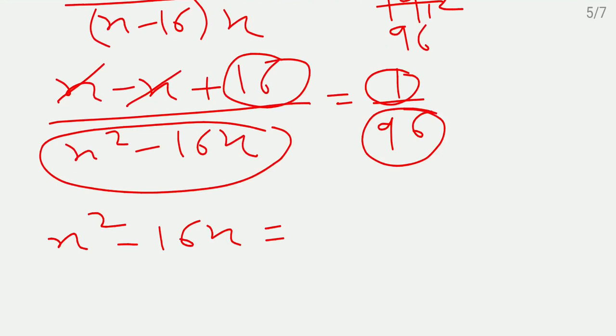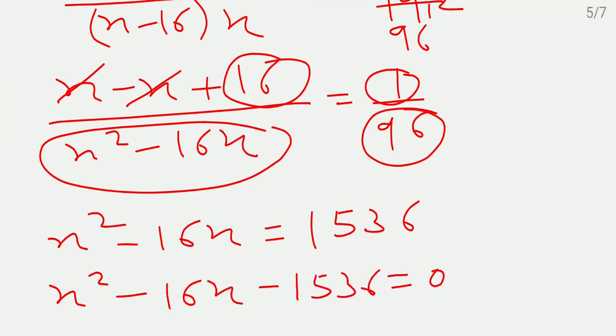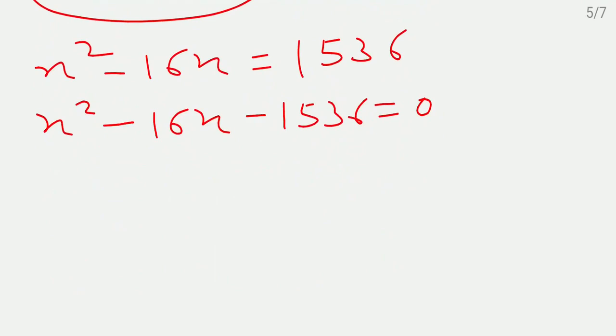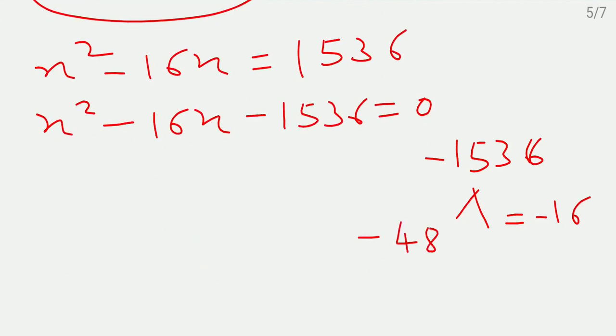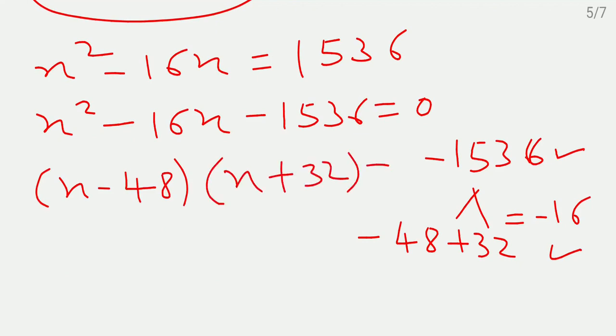16 into 96, it will come as 1536. It will come to this side now. X square minus 16x minus 1536, which is equal to 0. Now, once again, the product is supposed to be minus 1536 and the sum should be minus 16. Two numbers we need. So two numbers are minus 48 plus 32. See, the addition comes as minus 16 and the product will come as this one. So our factors are what? X minus 48 and x plus 32, which is equal to 0.